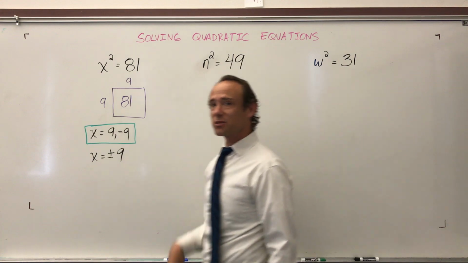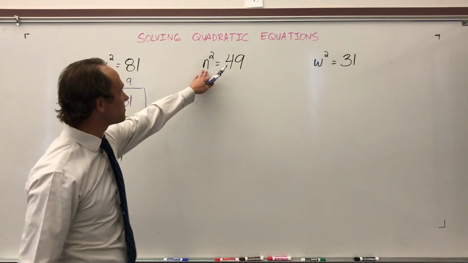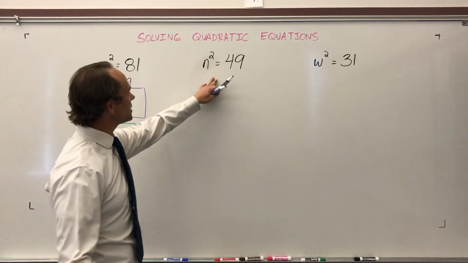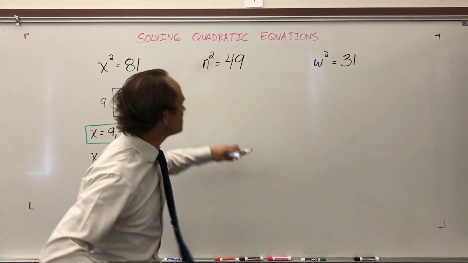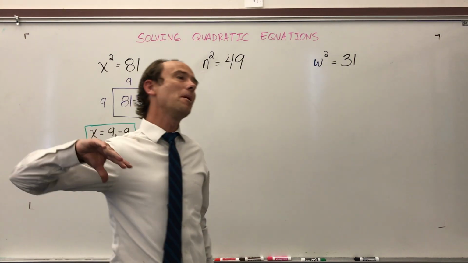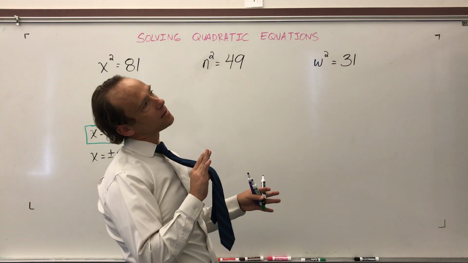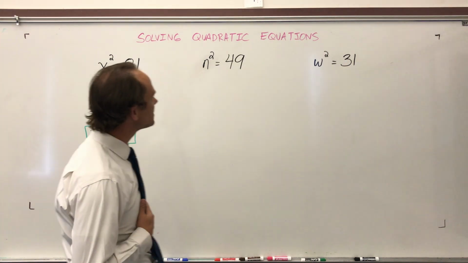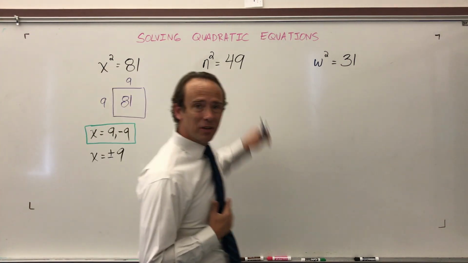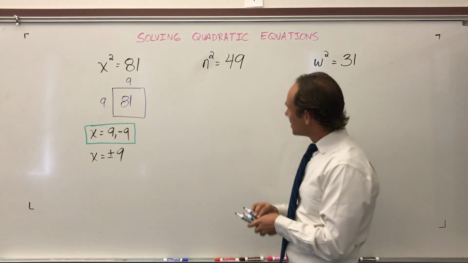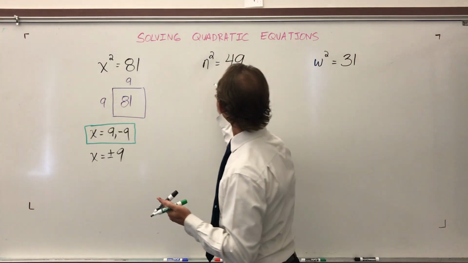And I done switched the variable on you. N squared is equal to 49. Right now you hit pause and you solve this answer. So hit pause. Unpause, all right. By the way, 49 and 81 are both perfect squares, okay?